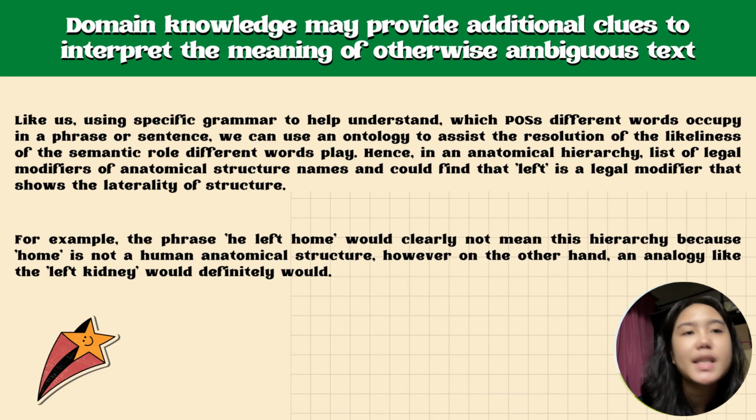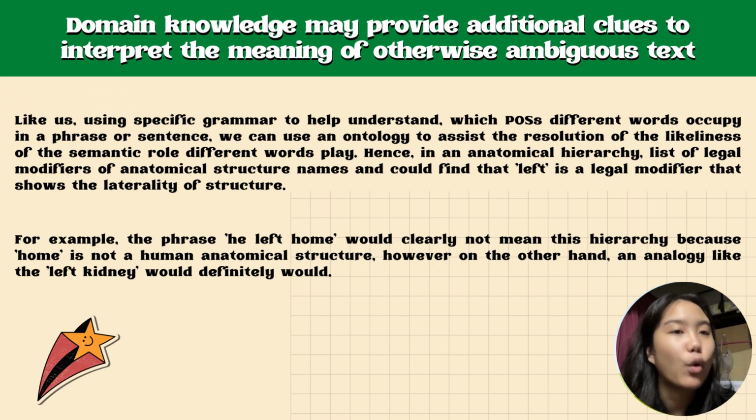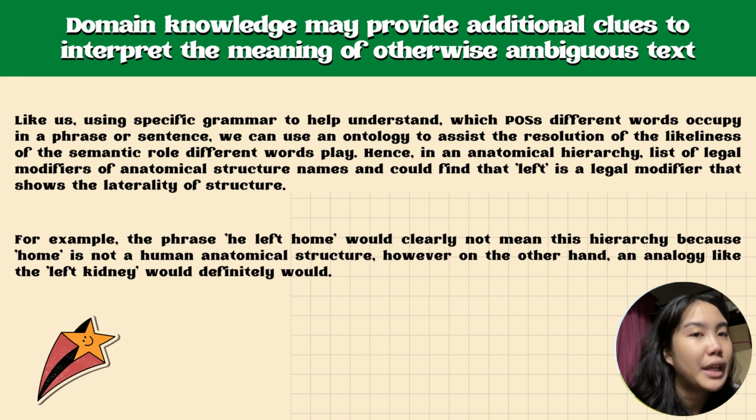Like us, using specific grammar to help understand which part of speech different words occupy in a phrase or sentence, we can use an ontology to assist the resolution of the likely semantic role different words play. Hence, in an anatomical hierarchy, a list of legal modifiers of anatomical structure names could find that left is a legal modifier that shows the laterality of a structure. For example, the phrase "he left home" would clearly not match the hierarchy because home is not a human anatomical structure. However, on the other hand, a phrase like "the left kidney" definitely would.